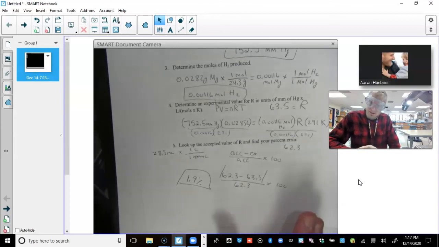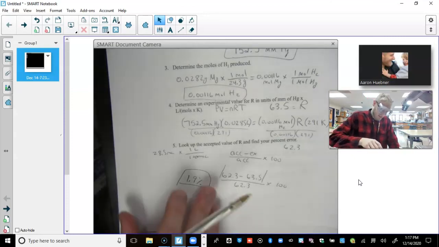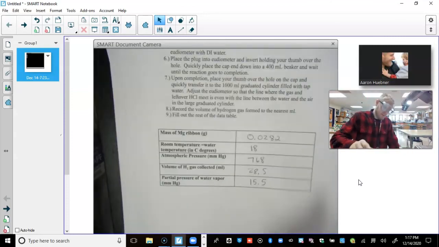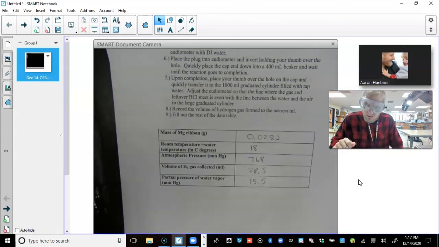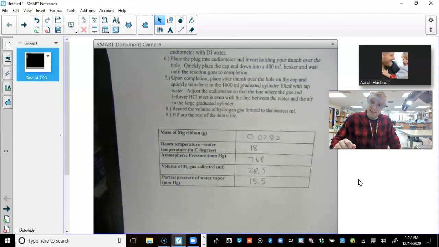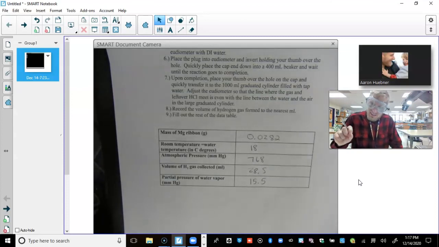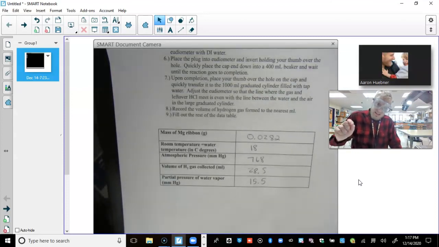This is real chemistry. So that's all I have besides cleaning up. So I'm going to mop my table down, pour out my eudiometer, and make it look spick and span for the next group, just like you always do.